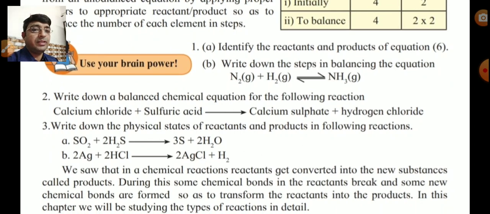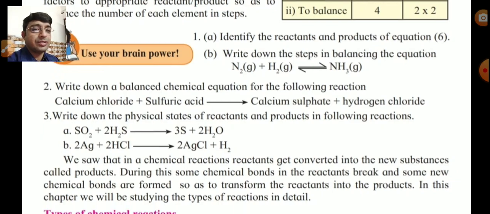Third sub-question given. Write down the physical states of reactants and products in the following reaction. Physical states such as solid, liquid or gaseous, or a precipitate is formed, or any reactant or product mixes or combines with water, that is called the aqueous state. So mention that state in these 2 sub-reactions.